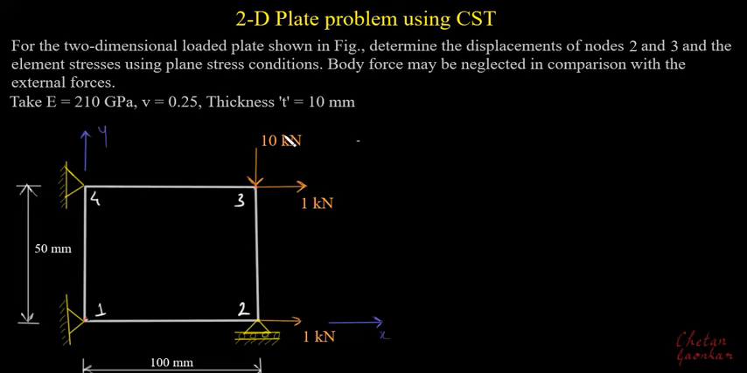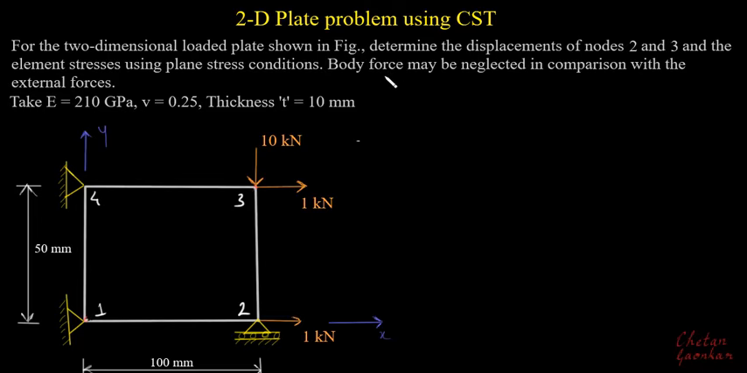I have a plate here which is subjected to loading as shown here, and then I need to find the displacements. I need to find the displacements at this node 2 and at this node 3. This node 2 will get displaced in this direction, in x direction. It cannot get displaced in y direction, but node 3 can get displaced in x direction as well as y direction. And also I need to find the stresses, elemental stresses developed in this plate.